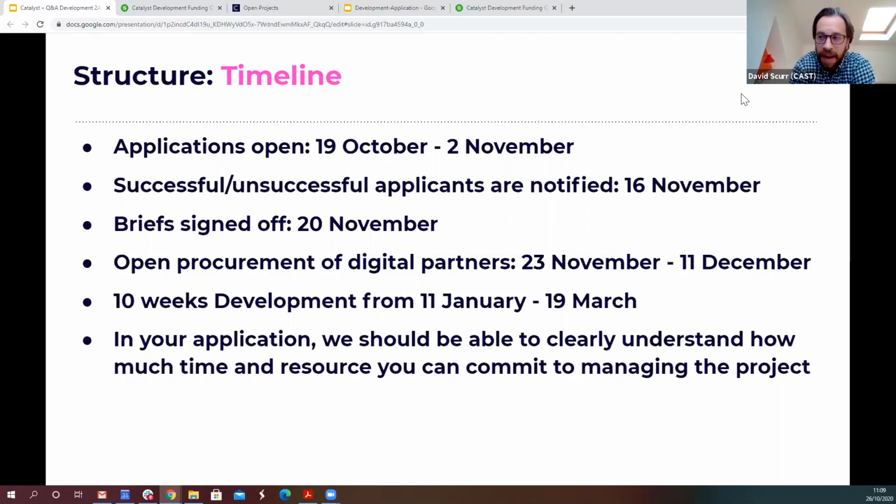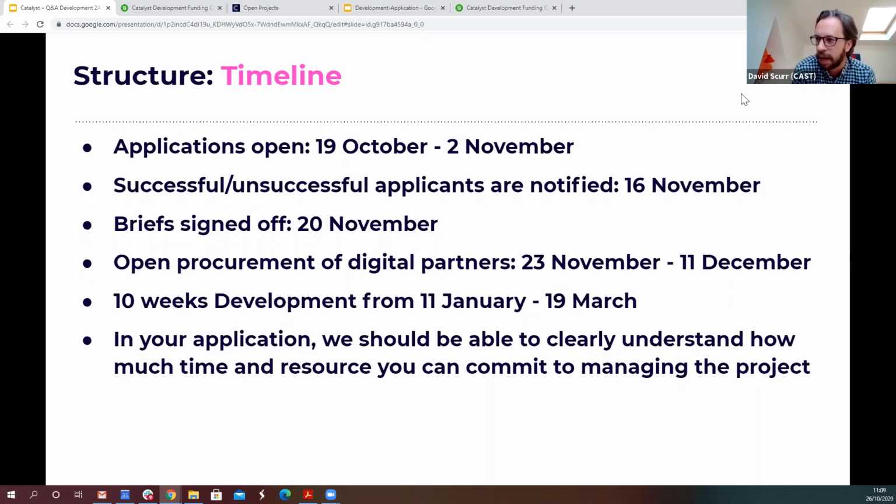Then for the successful applicants, briefs will be signed off. So a brief will be published on our open projects page on the 20th of November. And we then have an open procurement process for digital partners between the 23rd of November and the 11th of December. So this is a phase where any potential digital partner can bid for the tenders or the briefs that we've uploaded on the open projects page. And then the work begins.